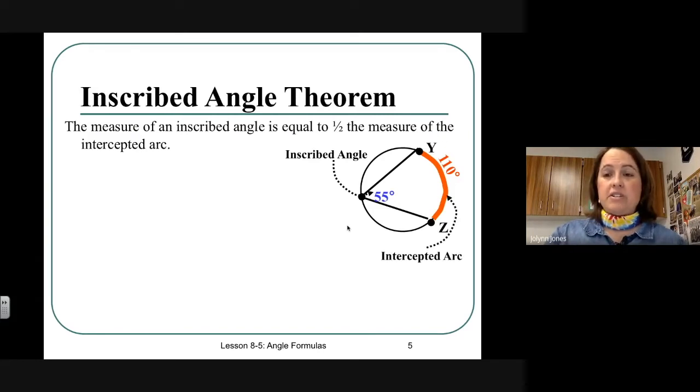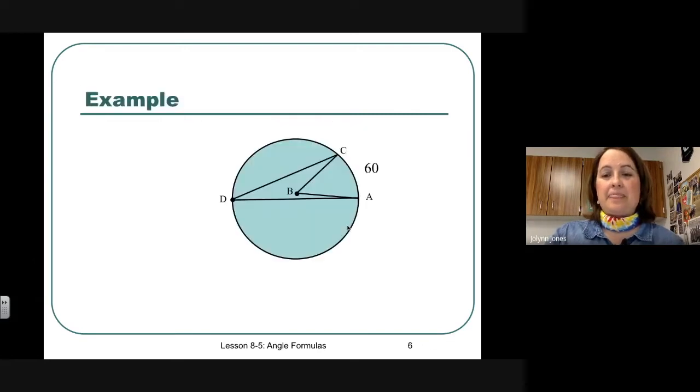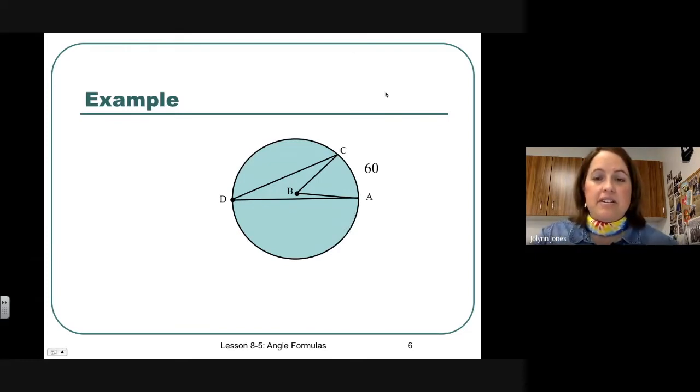So if our intercepted arc is 110 degrees, the inscribed angle is 55. All right, so now let's look at this example. We've got a lot of things happening on this, so let's go through and identify our parts. We have angle ABC is a central angle, and angle CDA is an inscribed angle.